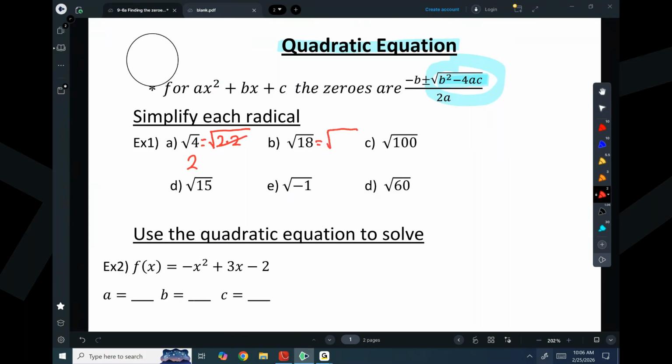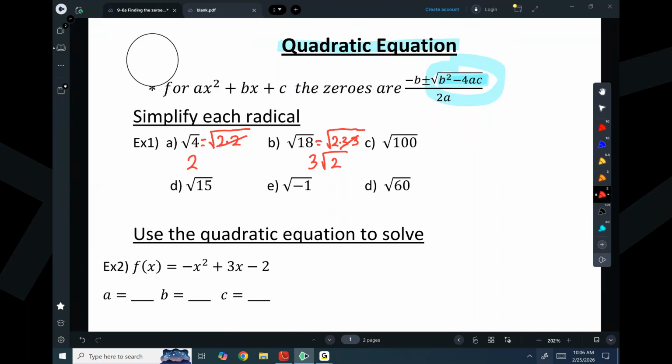All right, 18. What do I do first? Break it down. That would be 2 times 9, and 9 is 3 times 3. I have a pair of what? I have a pair of 3s, so every time I have a pair, I get a square. And when you square root a square, you get the number. So 3 square root of 2.